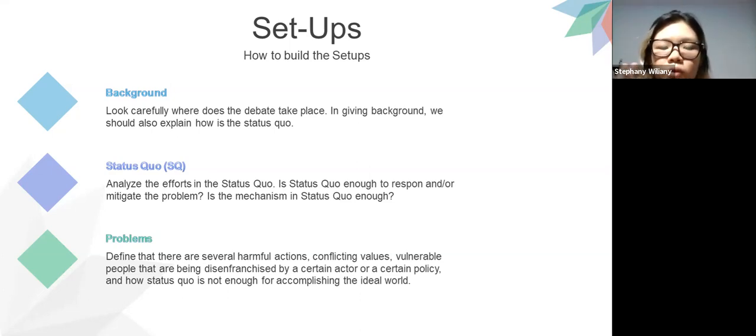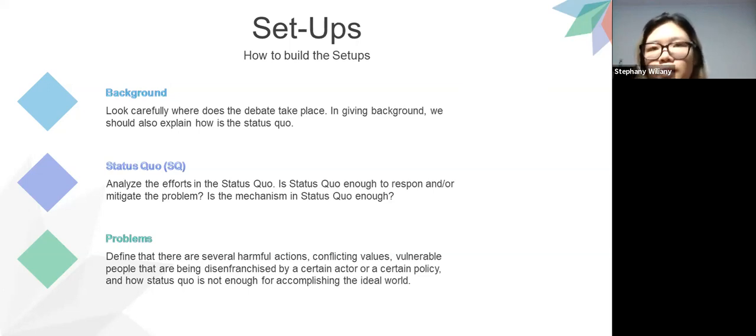Firstly, we have to set up the background. Look carefully, where does the debate take place? In giving the background, we should also explain the status quo. So background and status quo are basically integrated in one another. Secondly, we have to explain the status quo. Analyze the efforts in the status quo. Is the status quo enough to respond to and or mitigate the problem? Or is the mechanism in the status quo enough?